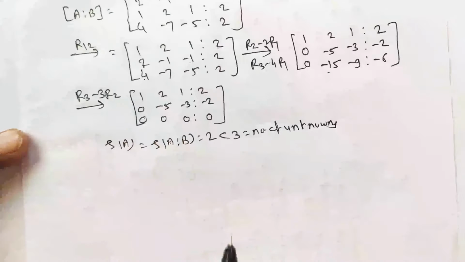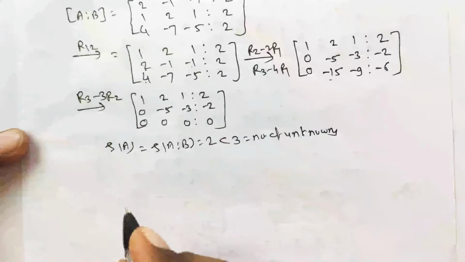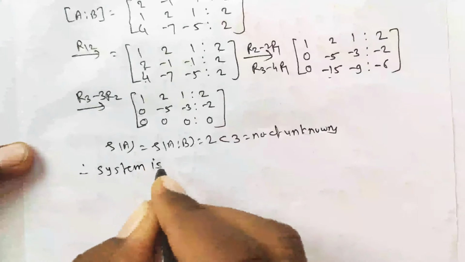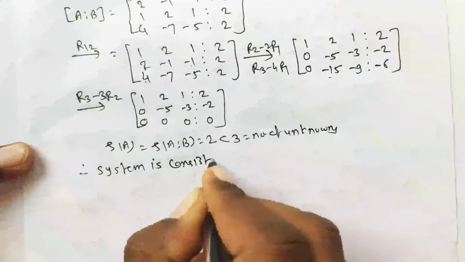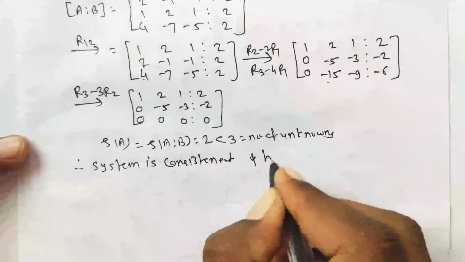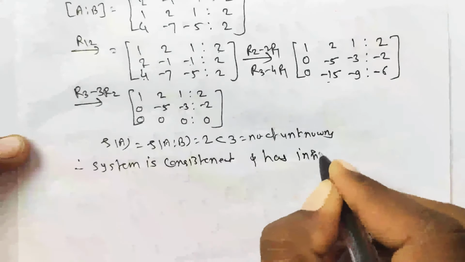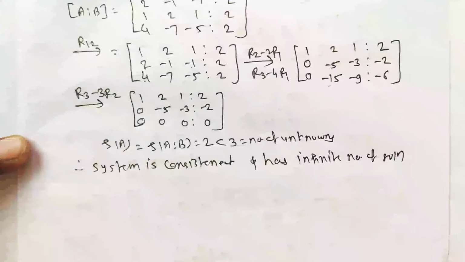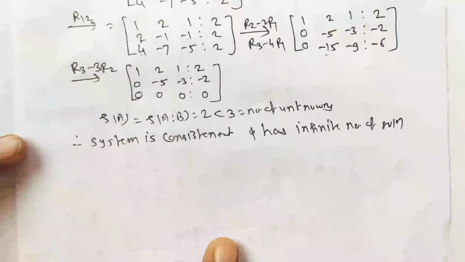So if rank of A equal to rank of AB is less than the number of unknowns, then we can say that the given system is consistent. Consistent means it has some solution, and here it has an infinite number of solutions. If rank of A is less than the number of unknowns, then we get infinite solutions, and if rank of A equal to rank of AB equal to the number of unknowns, then we get a unique solution. And we get no solution if rank of A is not equal to rank of AB.